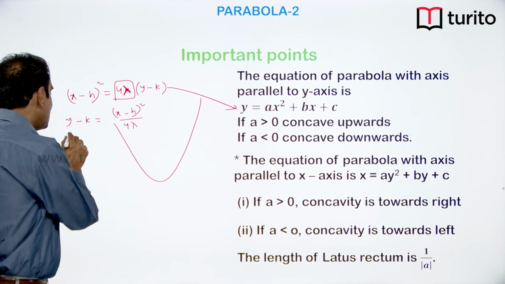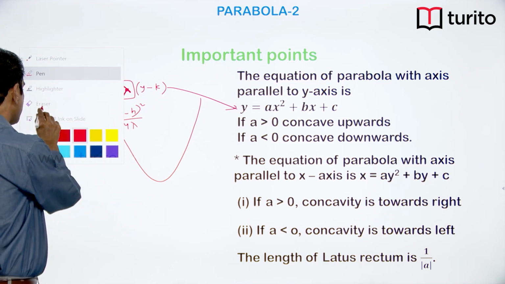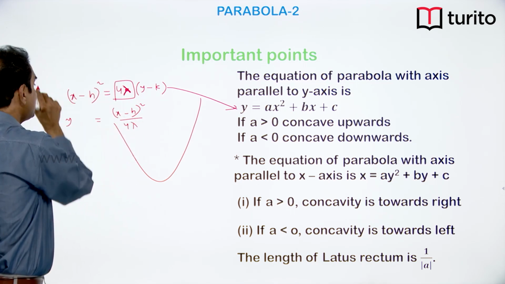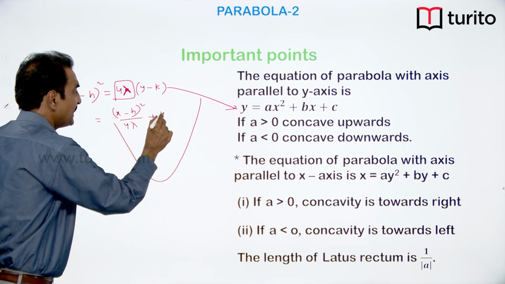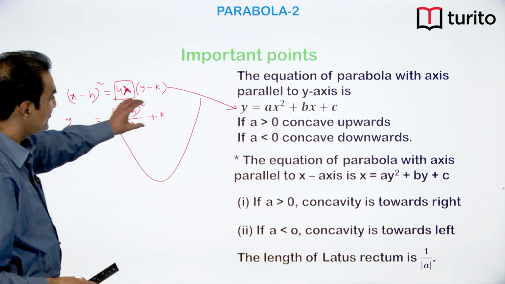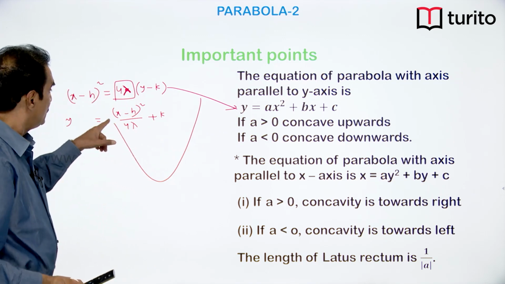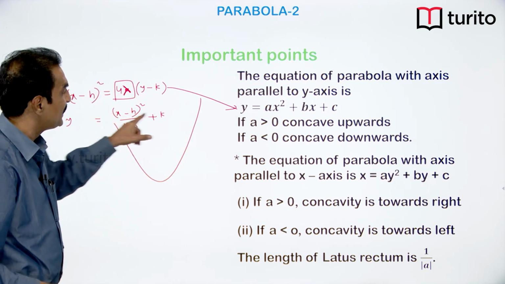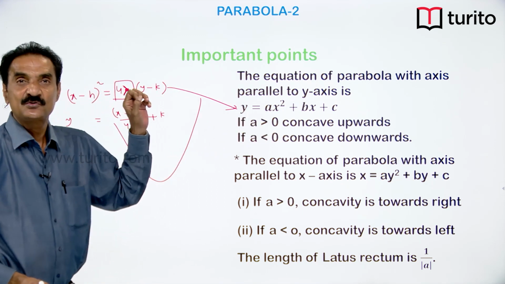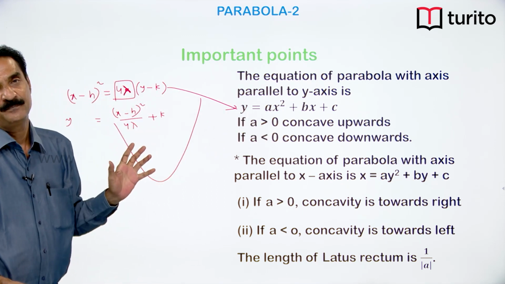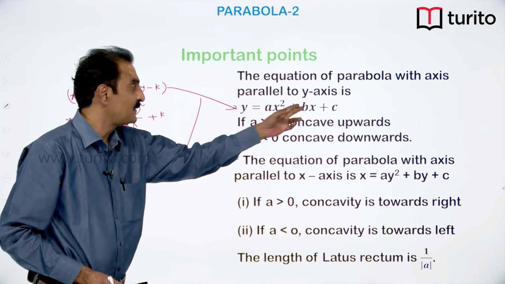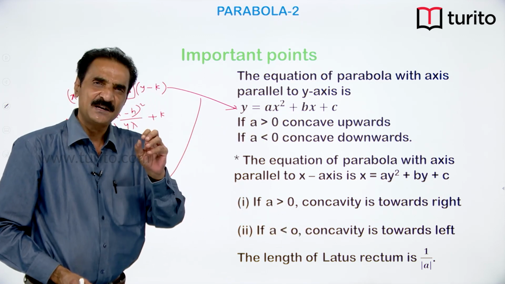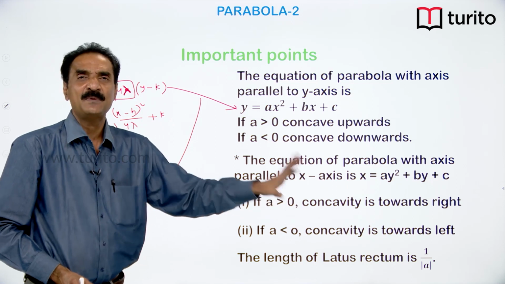Then, taking minus k to the right side, we get y is equal to this plus k. Now this is the same as this. Then, comparing coefficients of x square, 1 by 4 lambda is equal to a. So 4 lambda is 1 by a. So the length of the latus rectum of this parabola is 1 by a, but sometimes we may assume that a is negative, that is why 1 by mod a.